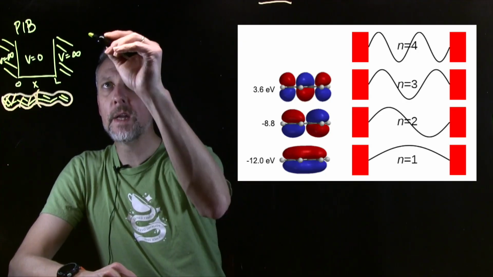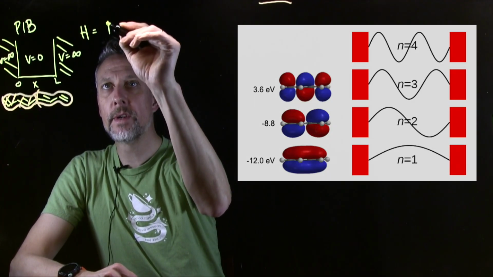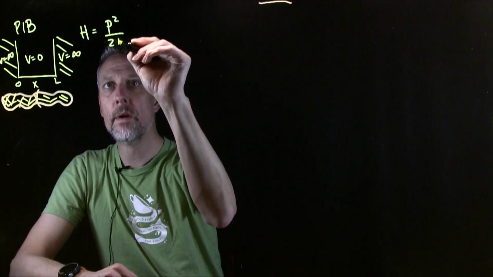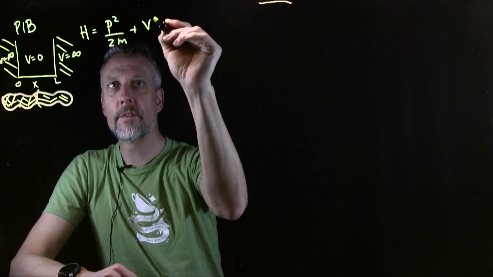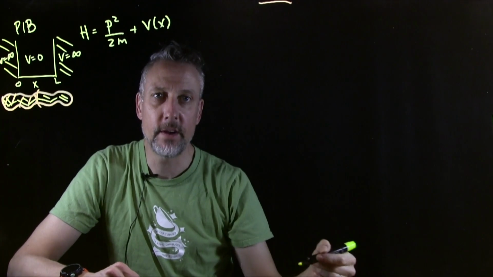Okay, so we have the Hamiltonian. The Hamiltonian is always p squared over 2m plus the potential energy function. If it's in one dimension, this simplifies things a bit.